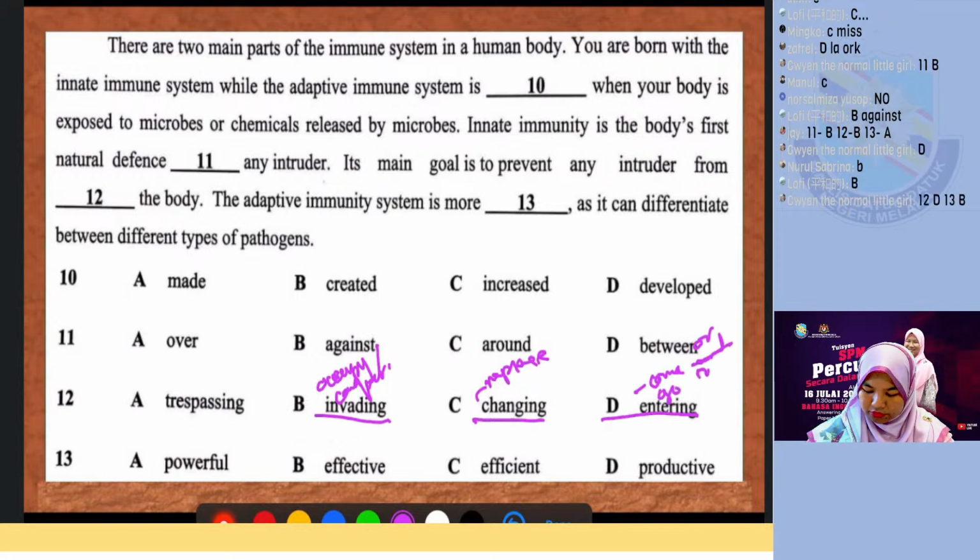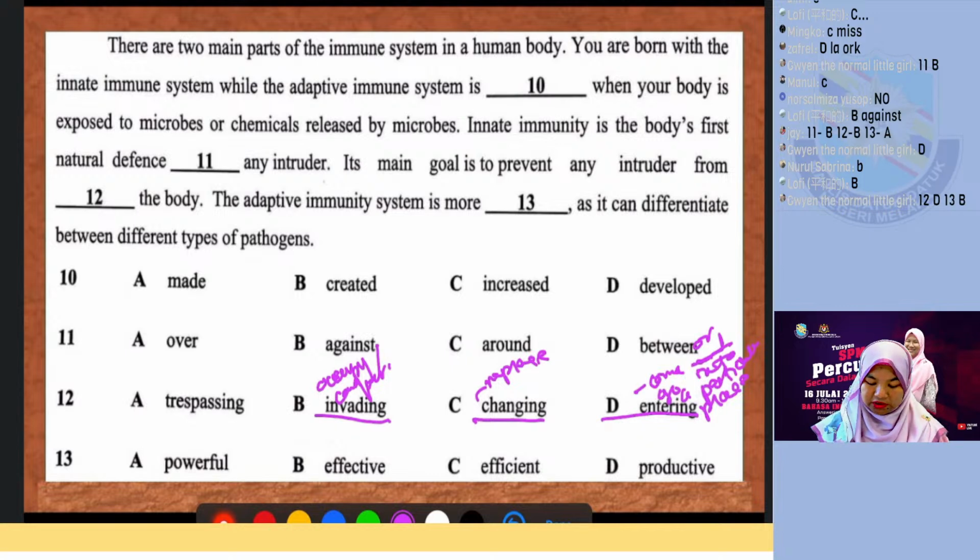Come or go into a particular place. Okay, which one do you think? Okay, D, Sabrina B, Lofi B. Okay, Gwen, 12B, 13B. 12D, 13B.